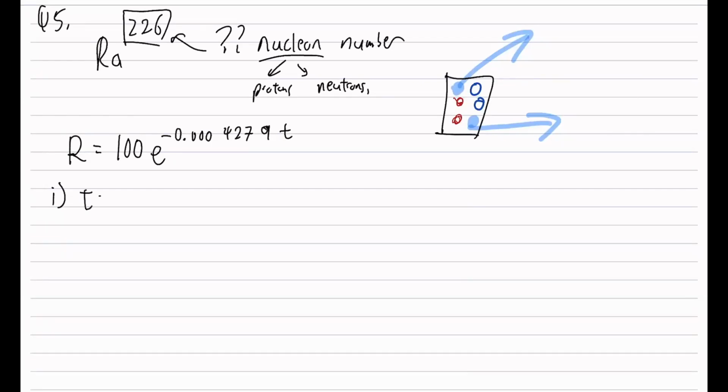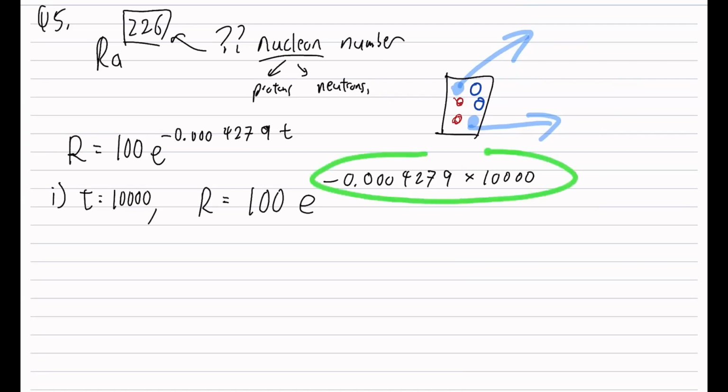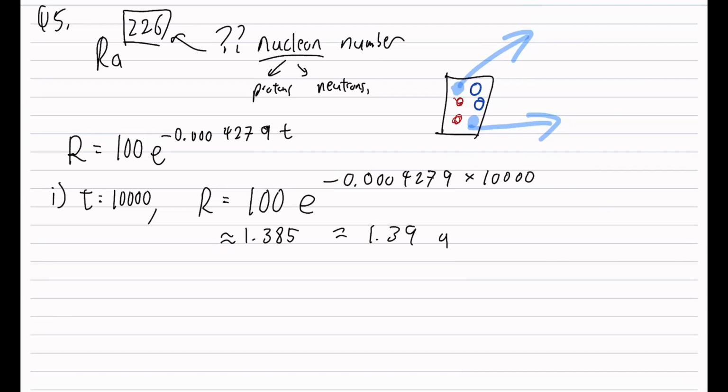10,000 years means what? T equals 10,000. Then R equals 100 times e to the power of negative 0.000427 times 10,000. Can you key this in the calculator for me? It is 1.393, 3 SF. Yes, 1.39 grams. Okay, good.